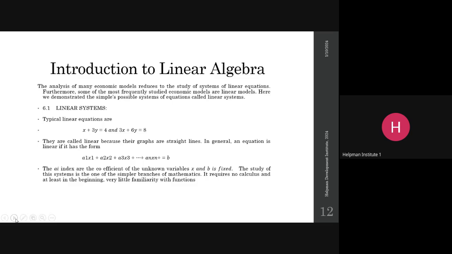By knowing the quantity of Y, we can find the quantity of X and vice versa. So this is what we call linearity, or the linear model. This kind of equation, as you can see, is the typical linear equation. We just write x plus y equals 4, and 3x plus 6y equals 8.